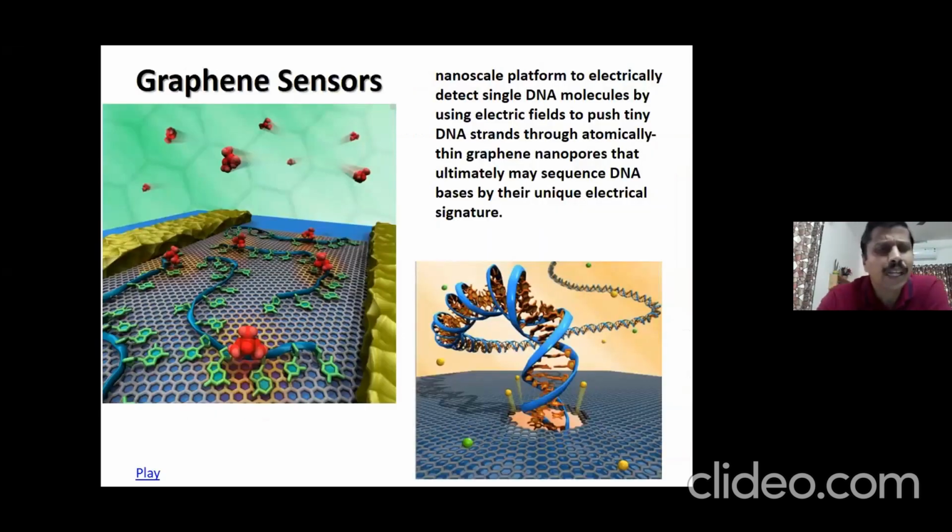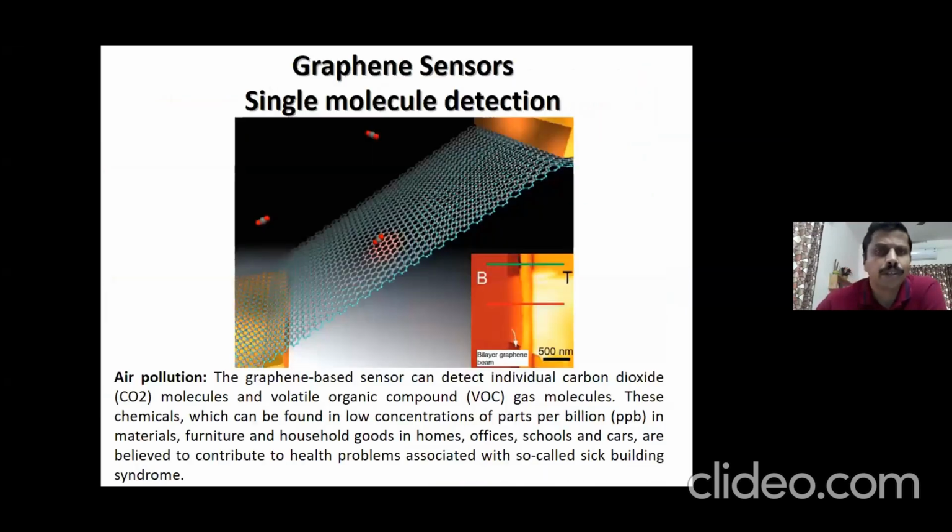And for sensors, if you look at sensors, graphene is one of the widely used materials for developing sensors. What you are seeing is a platform to electrically detect DNA molecules using an electric field. This can be used for sensing different molecules, for example graphene sensors for single molecule detection. That's very difficult in normal cases. For example, air pollution. If you want to see the air pollution, we can detect the presence of carbon dioxide or carbon monoxide, or also the presence of volatile organic gas molecules, VOCs.